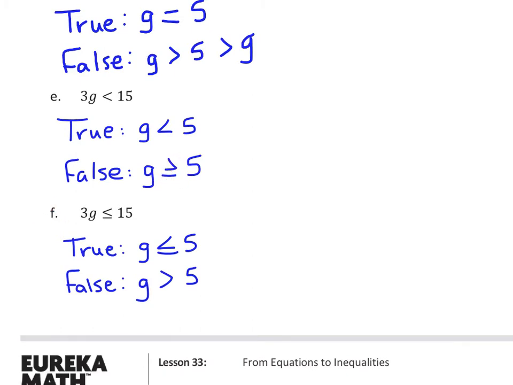For F, we're looking at 3G, or 3 times G, to be less than or equal to 15. So now 5 is included, right? G can be less than or equal to 5. But to be false, G just has to be greater than 5. It can't be 5. It has to be greater than 5. Anything bigger than 5 would make this false.